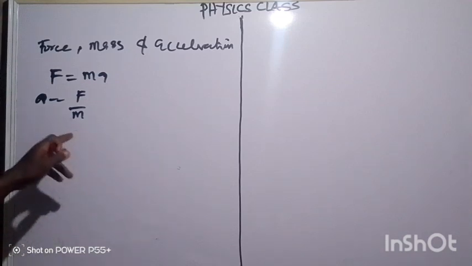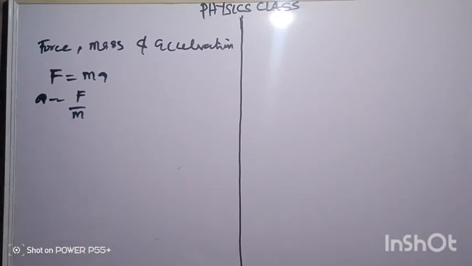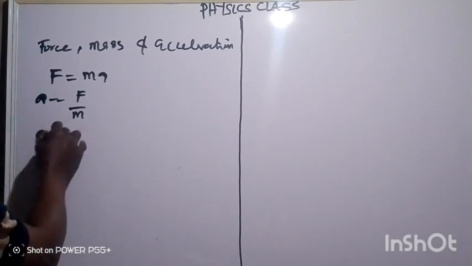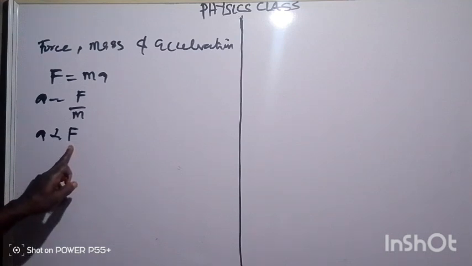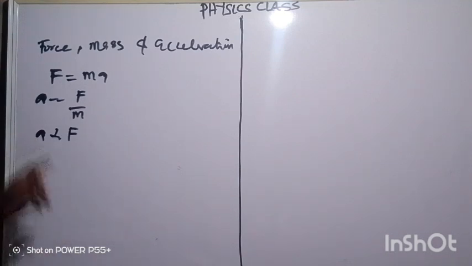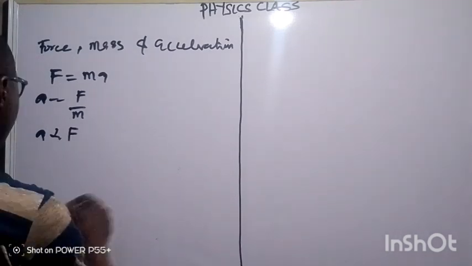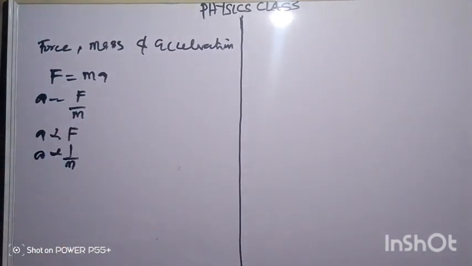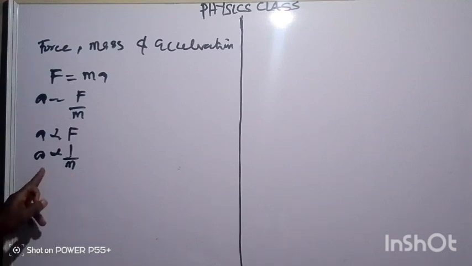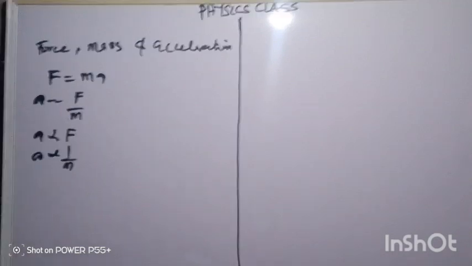At the same time, the mass of the body can affect acceleration in the sense that a is directly proportional to F. That is, if the force on an object is increasing, then the acceleration will also be increasing. At the same time, we stated the effect of mass: a is inversely proportional to m. That is, if you increase the mass of an object, that increase in mass will lead to a decrease in its acceleration. The bigger an object is, the lesser its acceleration, and vice versa.